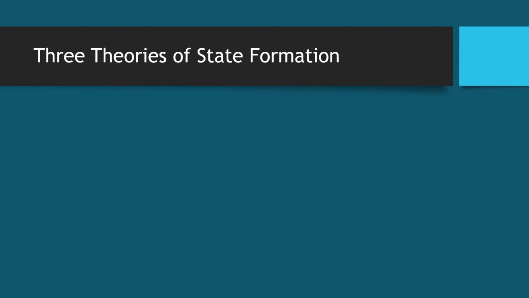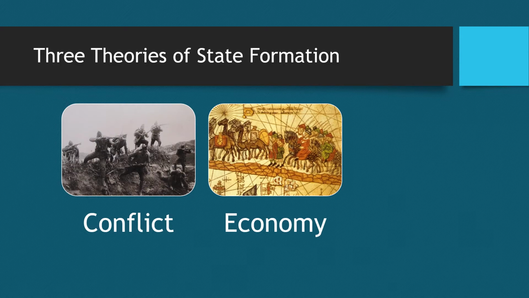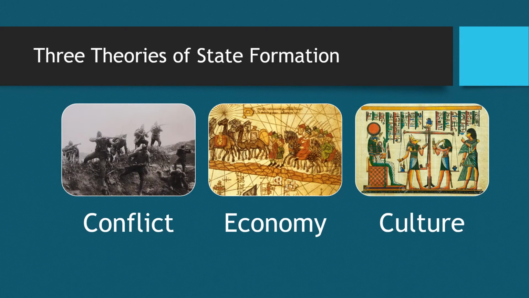Remember, we also looked last video at the benefits that a state provides, like protection, social order, and infrastructure. Those are clues for us as to why states form. The three theories that scholars use to explain state formation are conflict, economy, and culture. So we're going to look at each of these in turn.